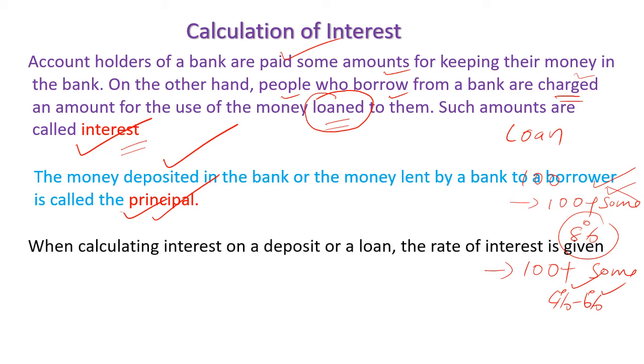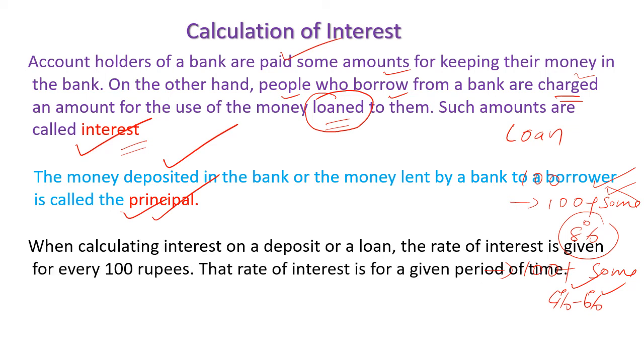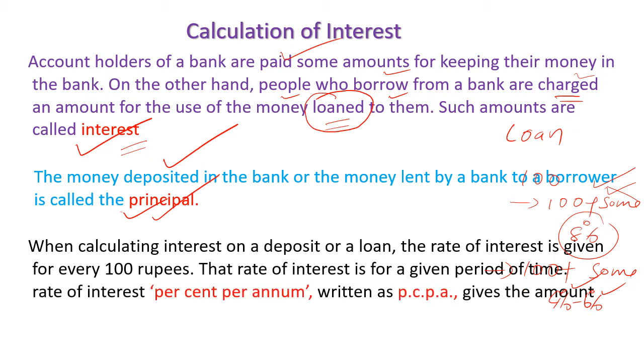For calculating interest, whether it is a deposit in savings or a loan, it is always in percentage. For every 100 rupees, how much to charge? That is why it is coming in percentage. The rate of interest is always given for a year, and in mathematics and the banking section, it is percent per annum. How much percent per year for 100 rupees? Simply PCPA, percent per annum, percent per year, per 100 per year. I will say per 100 per year.